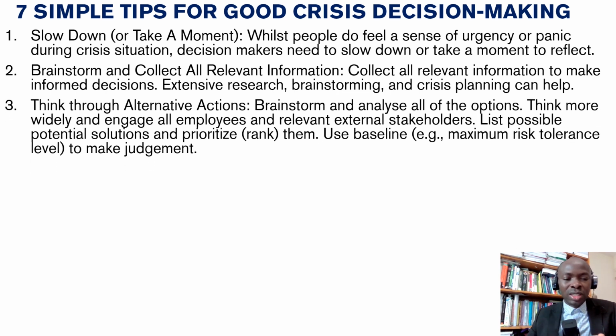The other point is around the ability to think through alternative actions. So what would be the alternative actions? And of course, brainstorming and analysis of different options can help at this particular stage. You could then think more widely, engage all employees and relevant stakeholders, including external stakeholders. These are crucial. Then you list possible potential solutions and try to prioritize or rank them. You could use the baseline method, which is trying to determine the maximum risk tolerance level of that particular organization before you make your judgment as well.